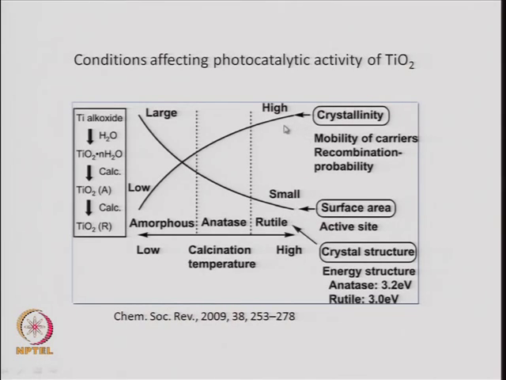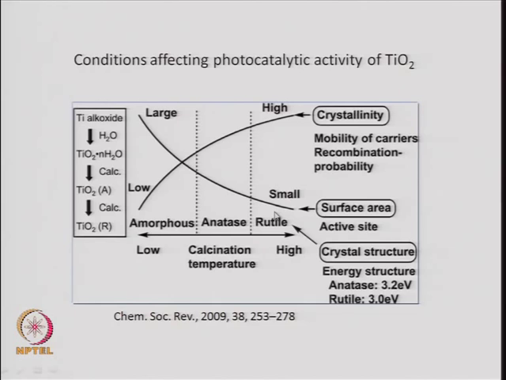In crystallinity, you get very high crystallinity at high temperatures, in the rutile form. In the anatase form, somewhere in the middle, you have reasonable crystallinity and reasonable surface area, whereas in the rutile form, you have high crystallinity and small surface area. The difference between rutile and anatase is in their band gap: anatase has a band gap of 3.2 electron volts, and rutile has a band gap of 3 electron volts. If you decrease the surface area, the number of active sites also decreases.